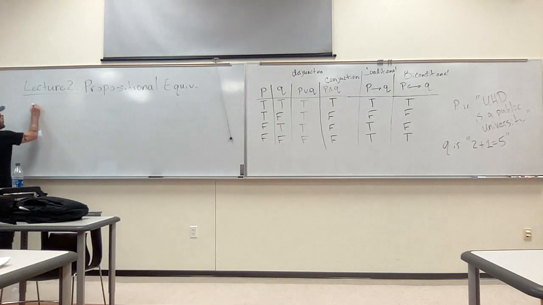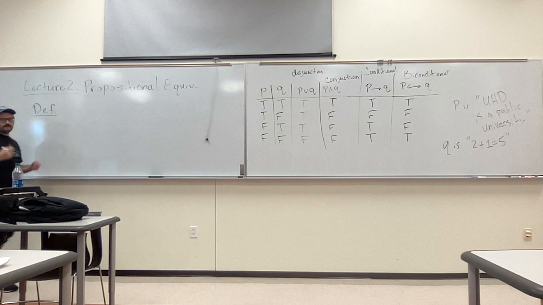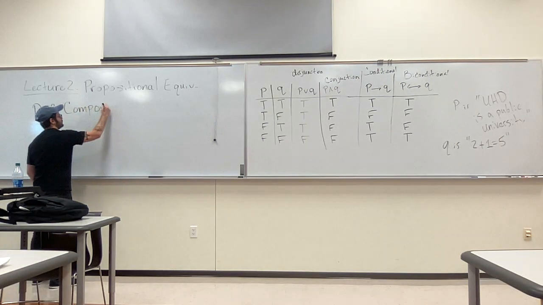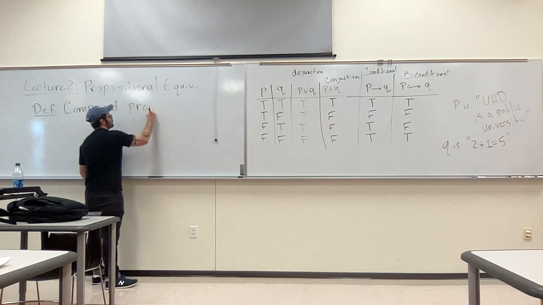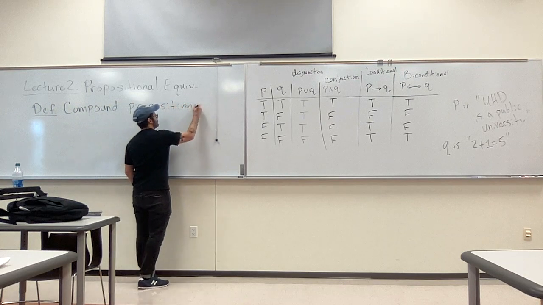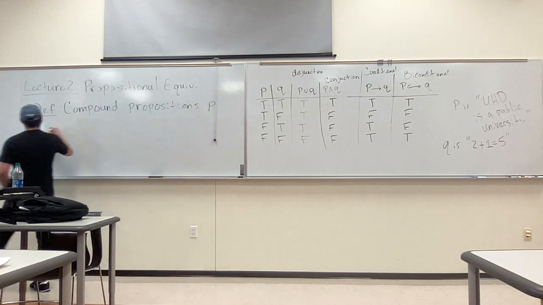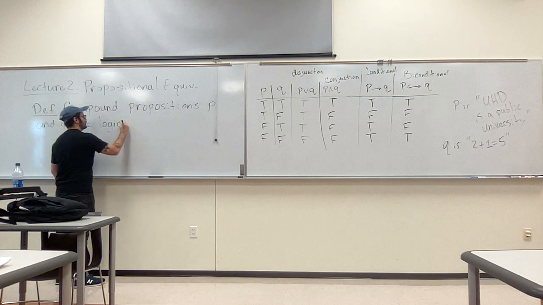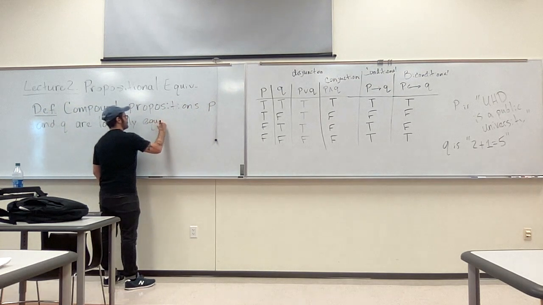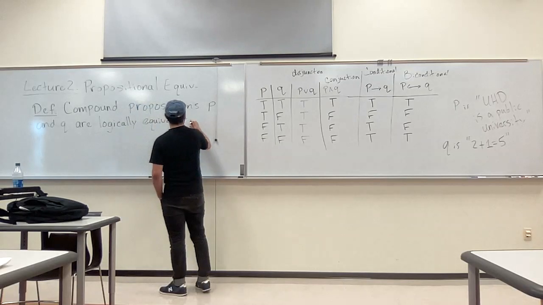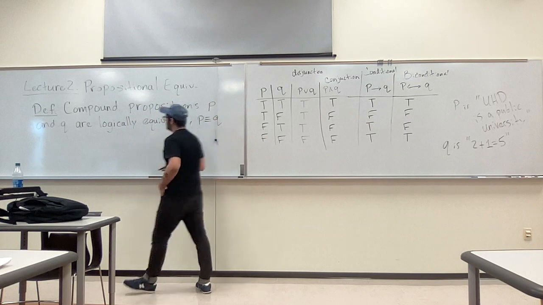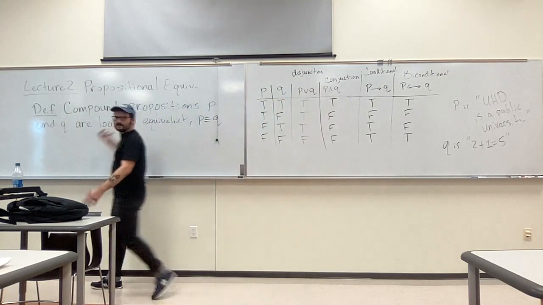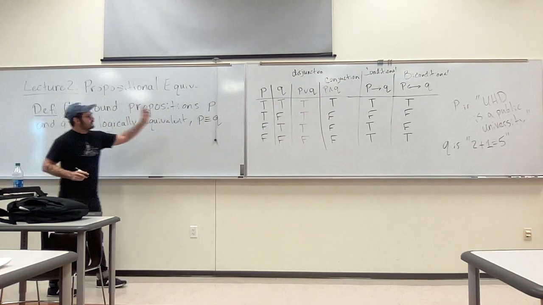Okay, so I need to remind everyone, or introduce everyone, to the notion of compound propositions being equivalent. Again, this is from last time. Compound propositions P and Q are logically equivalent, denoted by this notation. By the way, I'm using P and Q, but P could be R or S, and your compound propositions are not necessarily just one of them. So logically equivalent, that's the notation.